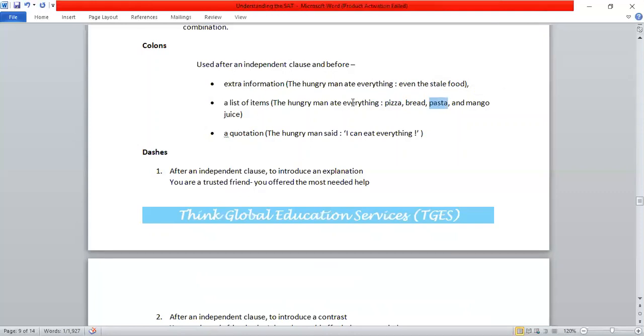Or if I say the hungry man said, so what did he say? I can eat everything. This is what he said in quotation. So you put a colon here. So, multiple ways of using a colon. This you will be able to remember, of course, with practice. You can, of course, play this video over and over. You can note all of this information down. So you know this is where you have to use it and you can go through it. But mostly it comes with practice.